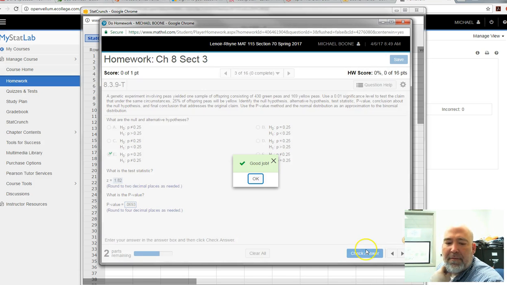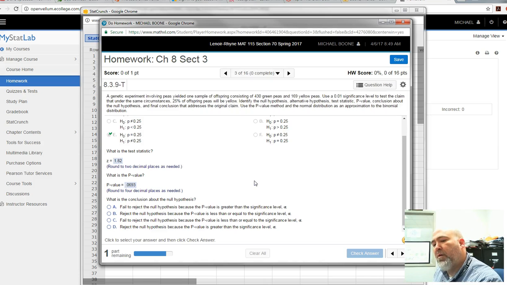And so now we have to make a conclusion. So if my p-value is lower than my alpha, this 0.01, right? If the p is low, the null has to go. So here's my null hypothesis. If my p-value is less than my alpha, then I would reject the null hypothesis. Since it is not lower than this 0.01, I fail to reject. So fail to reject the null because the p-value is greater than the significance level of alpha.